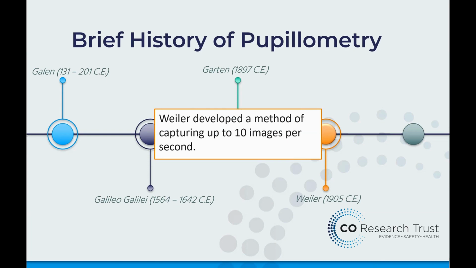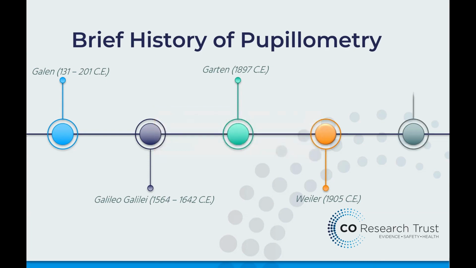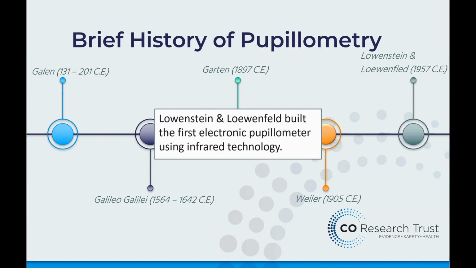And then finally, in 1957, Lowenstein and Lowenfeld are credited with building the first electronic pupillometer that used infrared technology. This pupillometer is the basis of modern-day pupillometry.